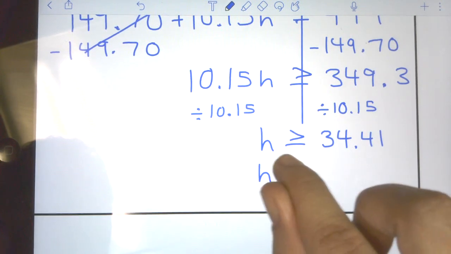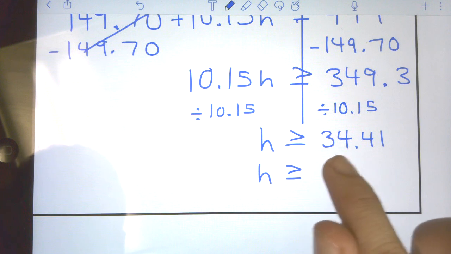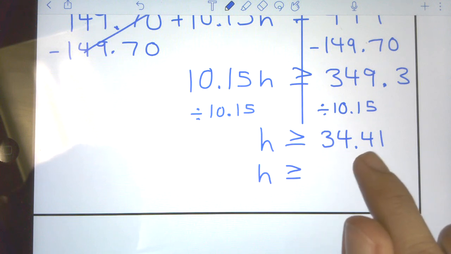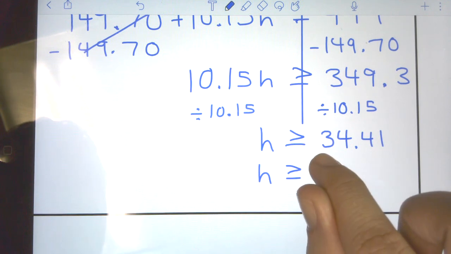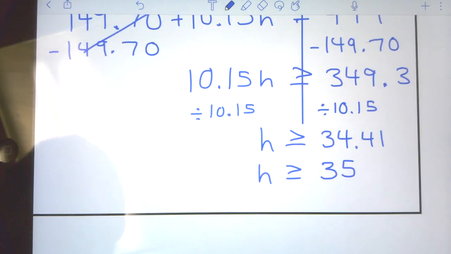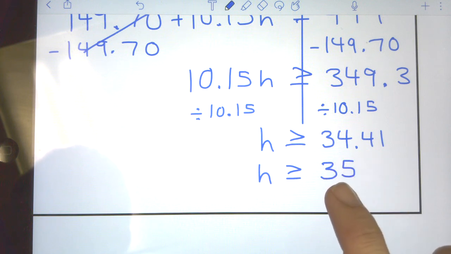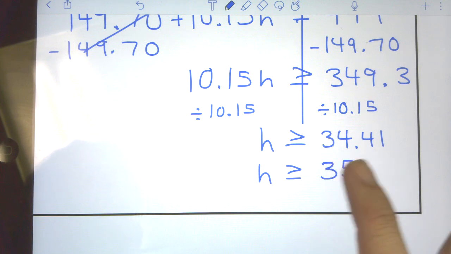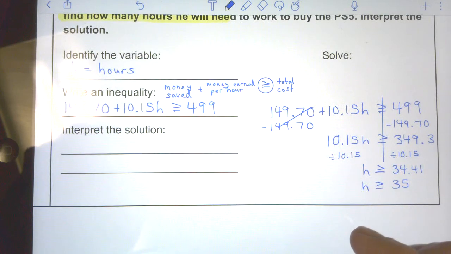And the reason we're going to round this up is because if we round this down to 34, just 34 flat, that 34 hours is not enough because it's less than 34.41. So I'm going to round this to 35 because I know it's a little bit extra, but it's still more than 34, which would be less than the 34.41. Got it? Cool. I feel like I described that way too long.